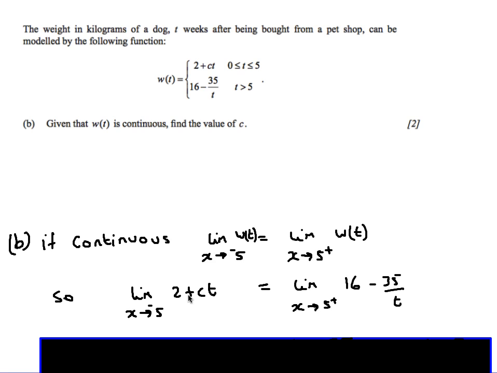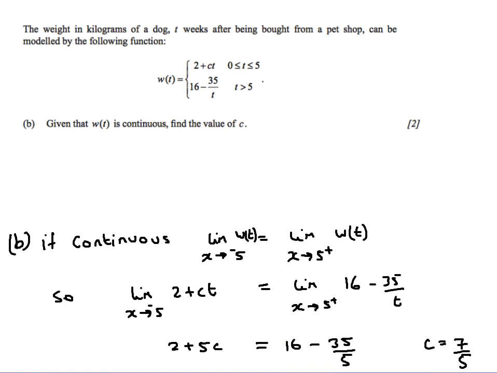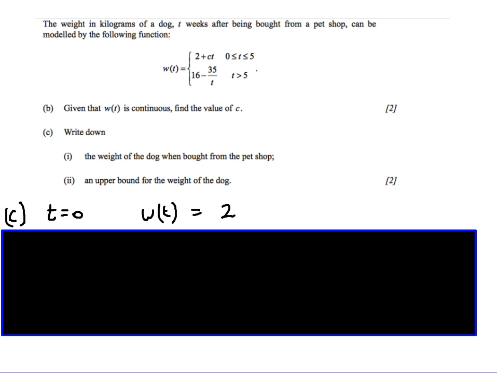Well, obviously that's just going to become 2 plus c times 5, and equally as we approach 5 in this function, we're going to end up with 16 minus 35 over 5. Okay, so that will just give me some sort of equation, which is this one here. So 2 plus 5c, and that is equal to 16 minus 35 over 5. I just rearrange that to get c equals 7 over 5. Okay, so that's a relatively easy beginning part of this question, and the next 2 marks also pretty straightforward.